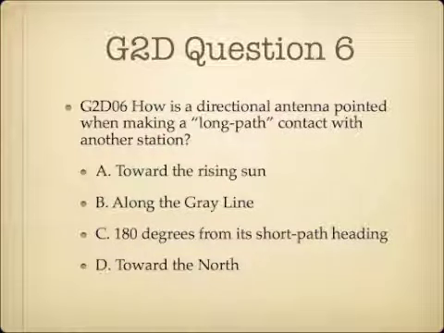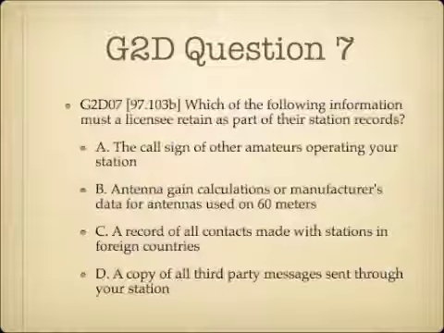Question 6. How is a directional antenna pointed when making a long path contact with another station? A. Toward the rising sun. B. Along the gray line. C. 180 degrees from its short path heading. Or D. Toward the north.